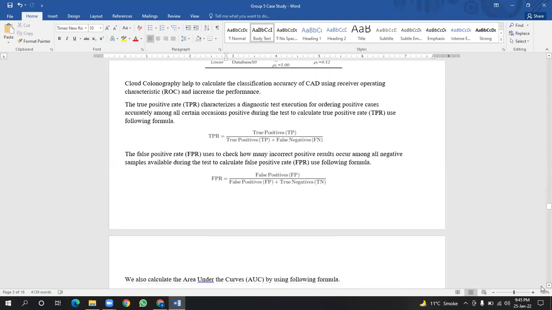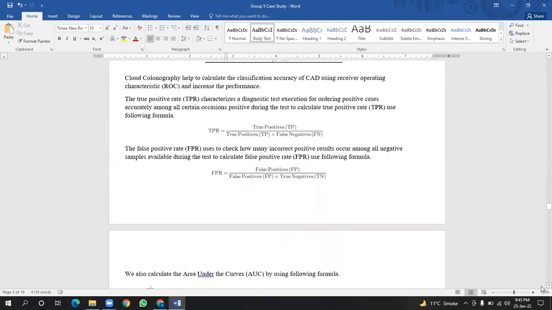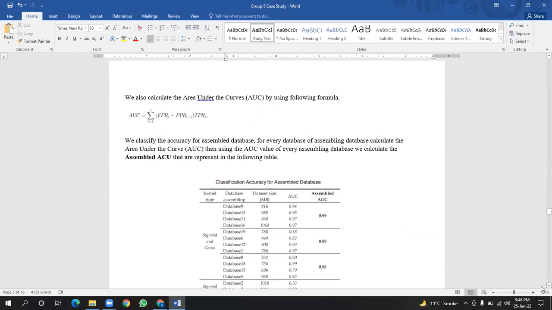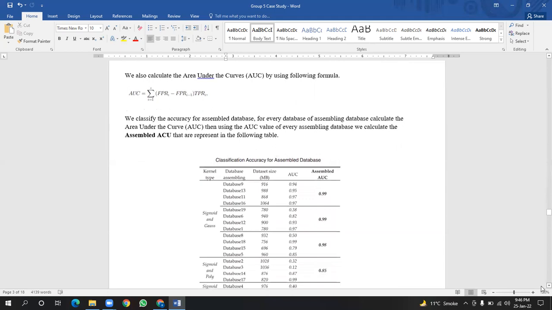The true positive rate characterizes the diagnostic test performance. We calculate the true positive rate by using the given formula: true positive over true positive plus false negative. Next, we calculate the false positive rate by using the given formula: false positive over false positive plus true negative.